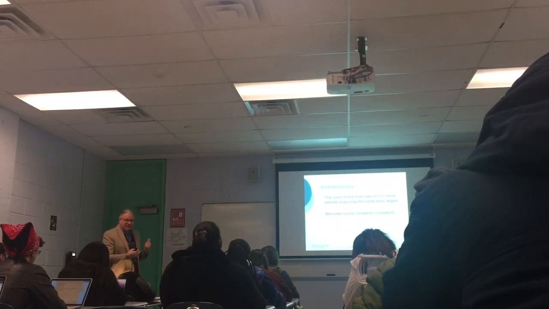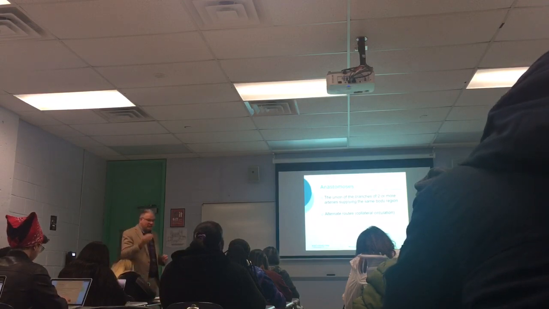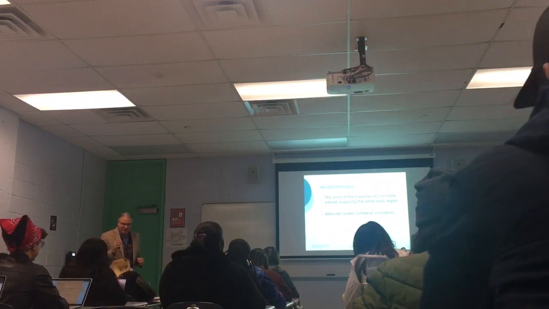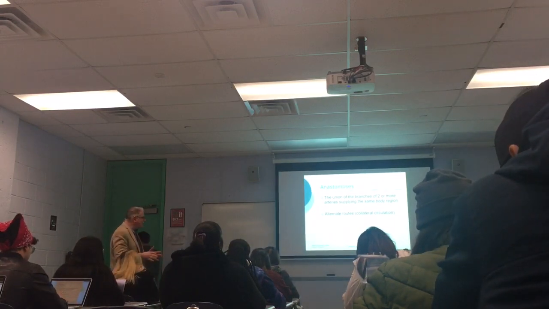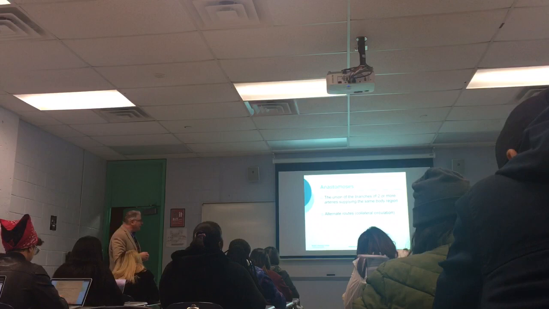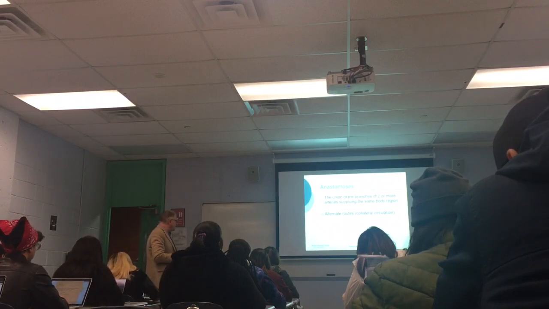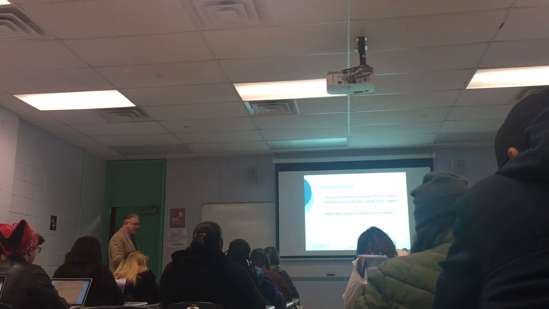We did this last chapter. Notice that an anastomosis is collateral circulation. All major organs have a double blood supply, just in case something happens, so it's just an alternate route. An anastomosis is collateral circulation.